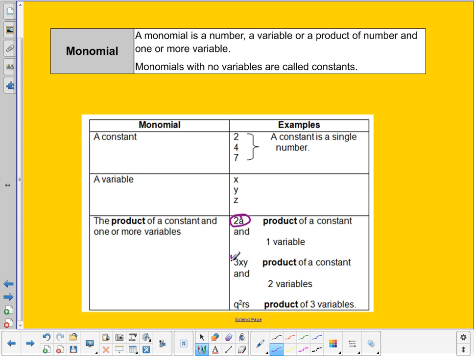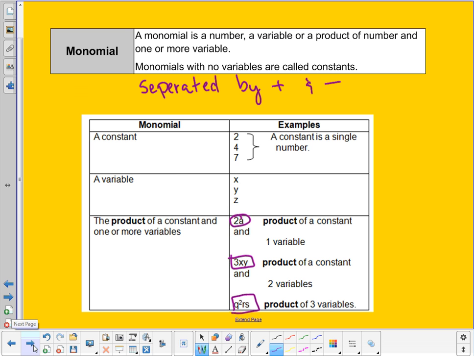Another example would be something like 3xy, still only one term. Same thing with q squared rs. That's a product of all variables, but it's still only one term. One thing we should note, and we talked about this yesterday, is that monomials are separated by addition and subtraction. We talked about this with terms yesterday. Terms are separated by addition and subtraction. So monomials are what we're looking at today.